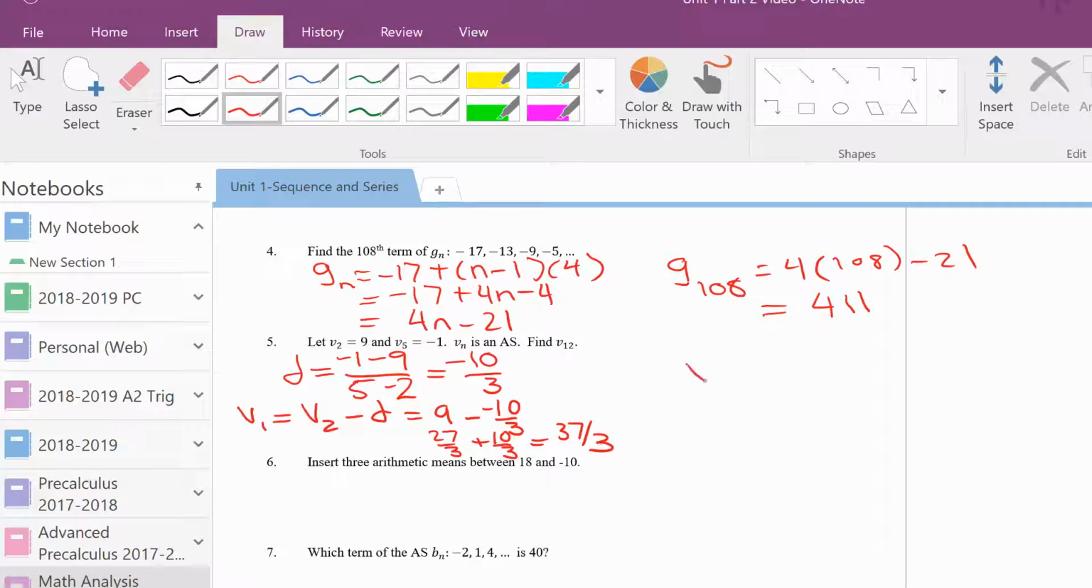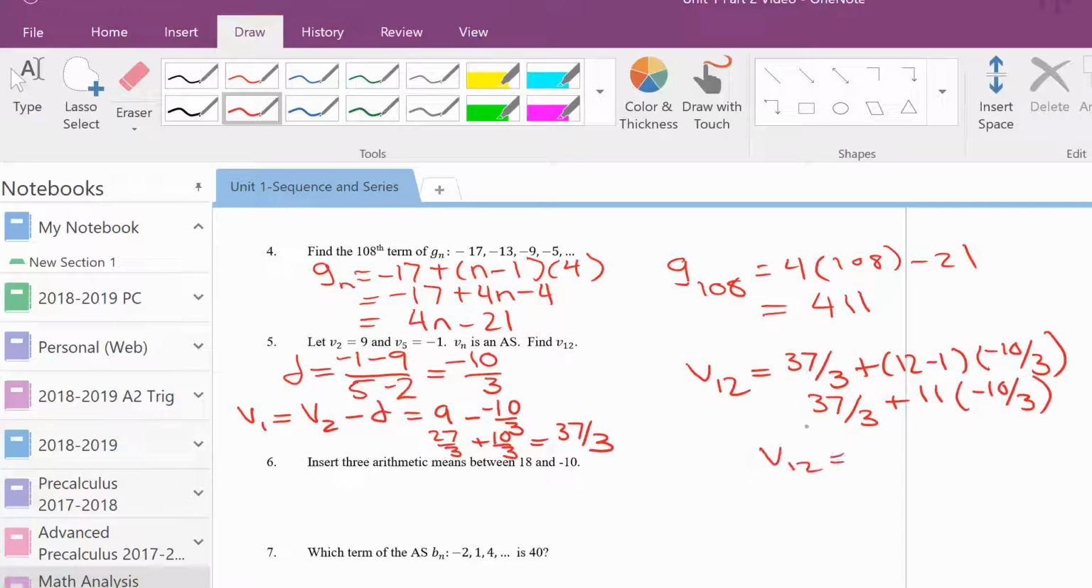So now to find the 12th term, I can take the first term plus 12 minus 1 times the difference, which is negative 10 thirds. And when you multiply that out, 37 thirds plus 11 times negative 10 thirds, you are going to get that the 12th term is equal to negative 73 thirds.